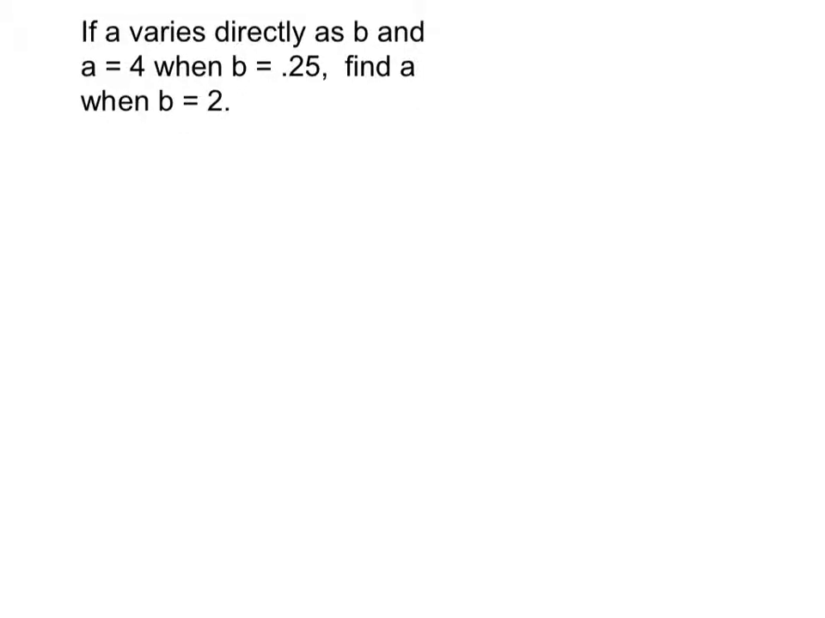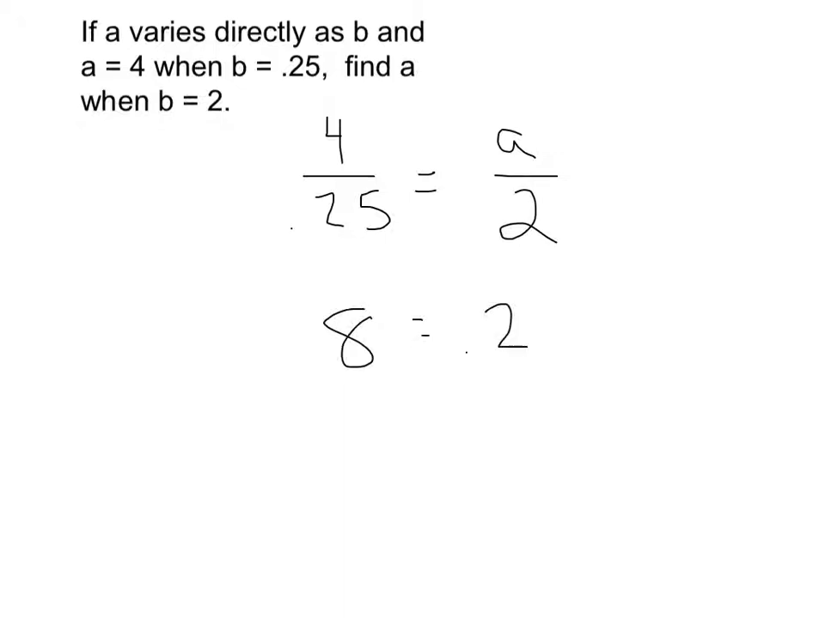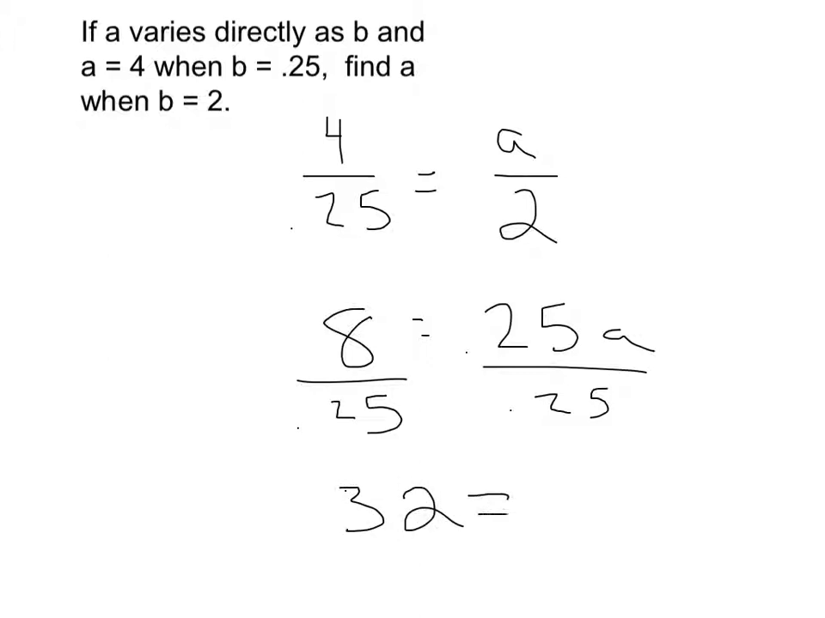Now I'm going to do the same problem by just setting up a proportion. So I'm going to write 4 over 0.25 equals a over b, which in this case is 2. So I'm going to cross multiply: 8 equals 0.25a. I'm going to divide by 0.25, divide by 0.25, and my final answer is 32 equals a.